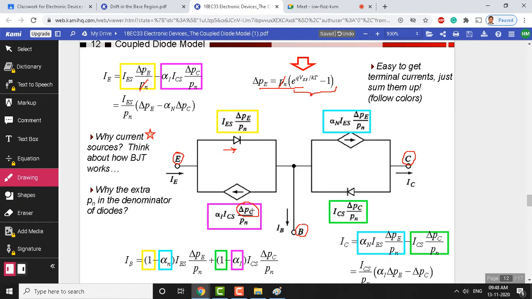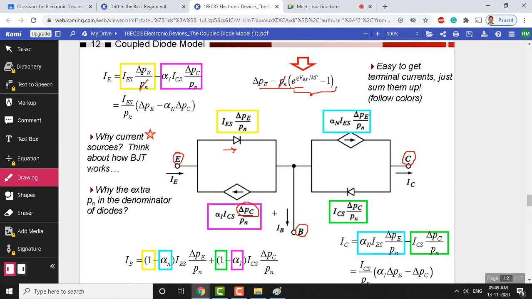So, that means this delta PC, the definition of the current source here, is that this current source does not depend on the voltage applied across emitter and base. This current source depends on the voltage applied across collector and base. So, that is why it is a dependent current source. That is how we represent it with a current source. A dependent current source means the current flowing in this branch depends on the voltage applied in some other branch.